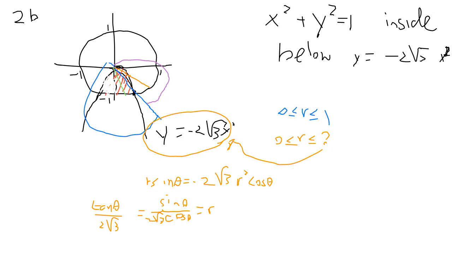Yeah, so that is how we compute this question mark. So this is apparently equal to tangent theta over 2 root 3. Okay, let me stop for a second and ask if there are any questions about this computation for the bounds for r in the purple region, or any other questions so far about the exercise.